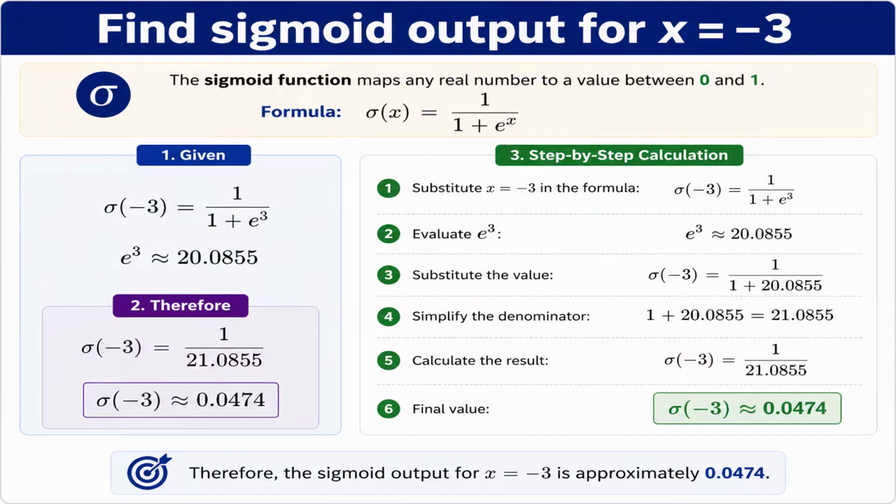Then the next numerical is to find out the sigmoid output for x is equal to minus 3. So here x is minus 3. Again, the value of x is equal to minus 3. Put it in the formula.